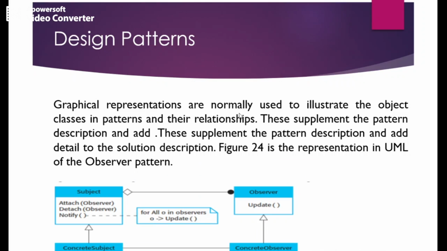Graphical representations are normally used to illustrate the object classes in patterns and their relationships. So we go for graphical representation if we want to illustrate design patterns. These supplement the pattern description and add detail to the solution description. So you can see one representation in UML, the UML model of the observer pattern. Observer is your pattern, and I am showing the UML model. Clear?